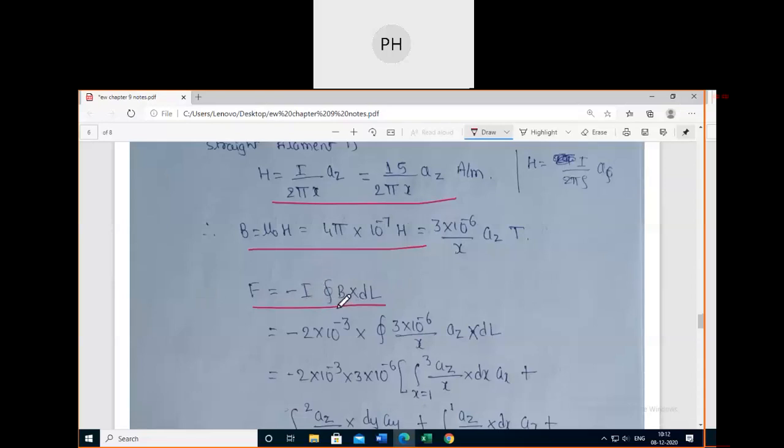For that, what do we require? We require B, we require I, and we require dl. So these three elements are required.